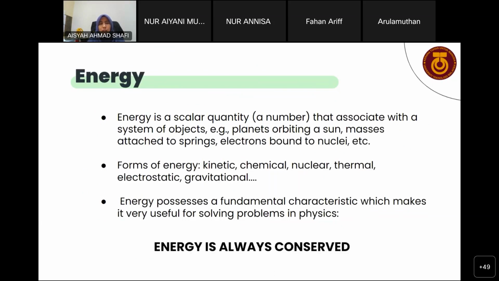So these are the forms of energy, and energy possesses a fundamental characteristic which makes it very useful for solving problems in physics. Because energy is always conserved, it is transferred to another type of energy, but energy is conserved. In Malay that means "dia tidak diperbaharui", but it is the same, it is conserved, but it changes based on the terms of the situation.